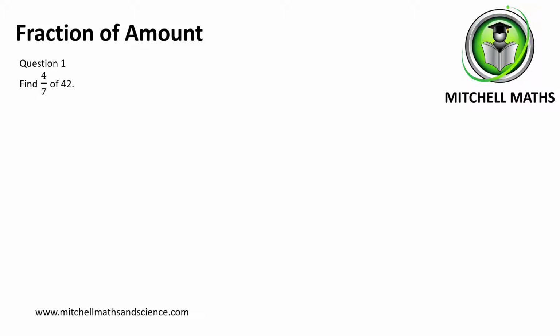So for the first question we simply want to find 4/7 of 42. And when we're trying to find a fraction of an amount, you first find 1/7 before working out what 4/7 is. If we think about what we need to do when we work out a seventh of something, you just need to divide by the bottom. So a seventh of 42, well, 42 divided by 7 gets us 6. So we know that 1/7 of 42 is 6.